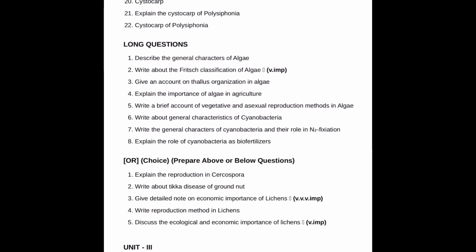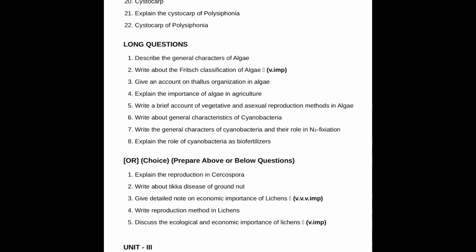For long questions, aim to write 3 to 4 sides of your answer booklet. Begin with a clear definition. Follow it with a detailed explanation. Include real-life examples and support your answer with diagrams or tables for better impact.